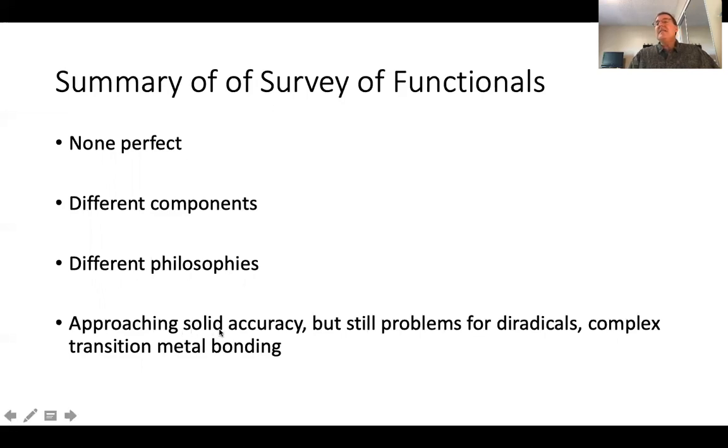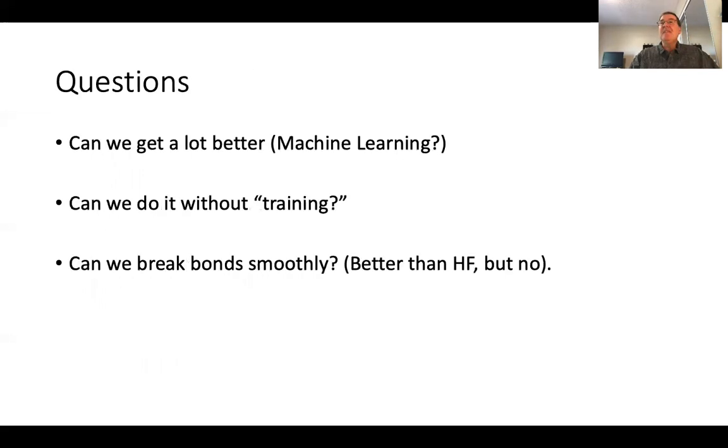What I really want to say is pretty impressive accuracy. But there are still problems for systems that are diradicals or complex transition metal bonding. Things that we would have to describe with more than one resonance structure. The questions I think awaiting us are, can we get a lot better? Will machine learning help with this? I tend to be skeptical, but I was online with a friend of mine yesterday who convinced me that there might be hope.